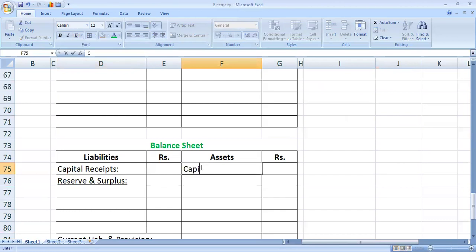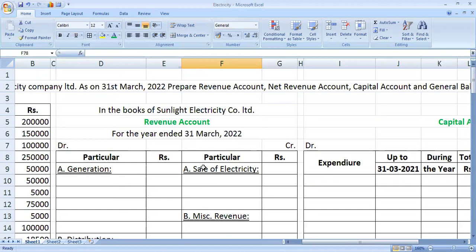Asset side, capital expenditure. Next item, current assets. These are the formats required for this question. Now I am taking the solution one step at a time.